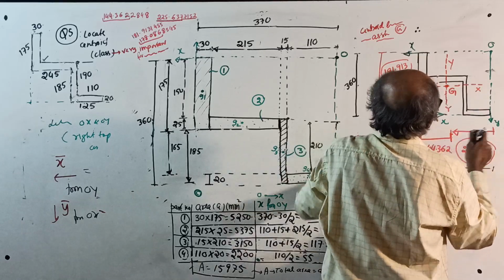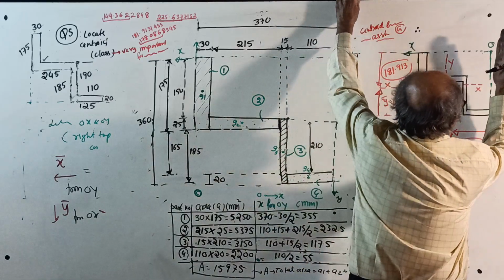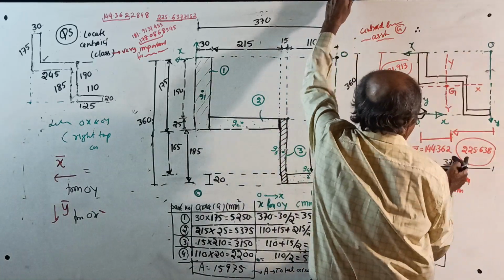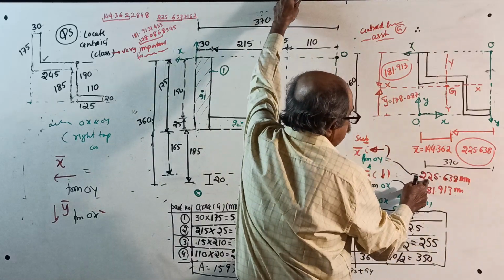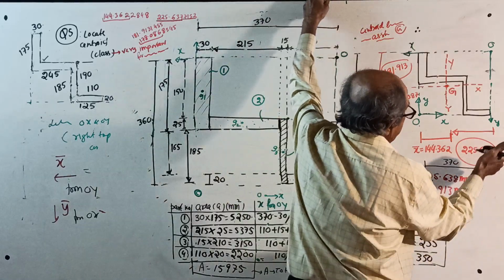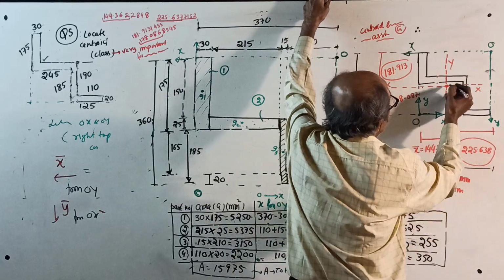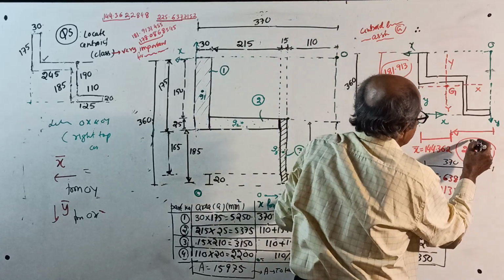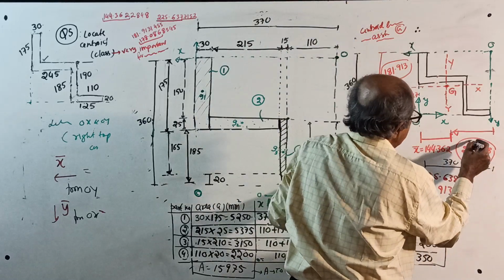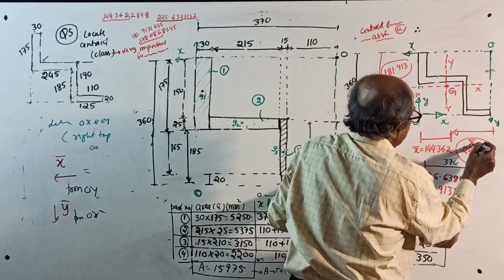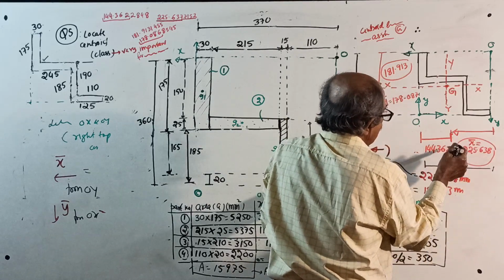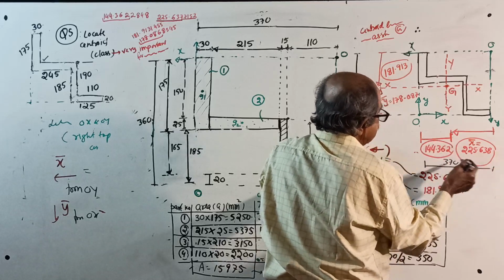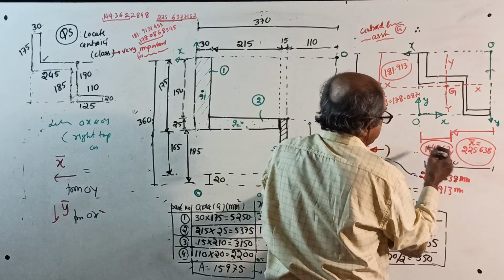Okay, Y. Now, from this OY line, X bar, we got 225.638. So, on the left side, come to the same point, 225.638. This is your X bar. Then what you do? From the total of 370, subtract, you get this distance.